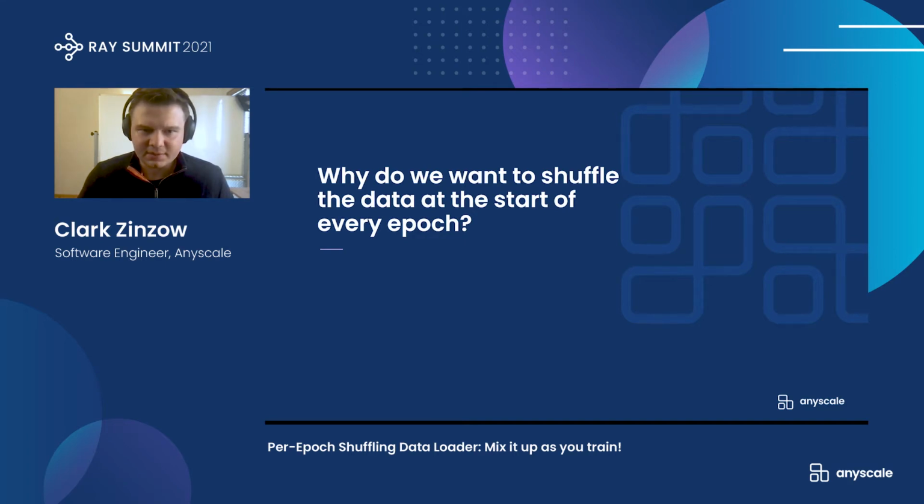So why do we want to shuffle the data at the start of every epoch? You're used to model training where you shuffle your data once before starting to train, perhaps in Spark, and then you load it. And you're like, cool, I shuffled my data, I decorrelated the samples. So why do you want to shuffle at the start of every epoch? How does the model training actually benefit?